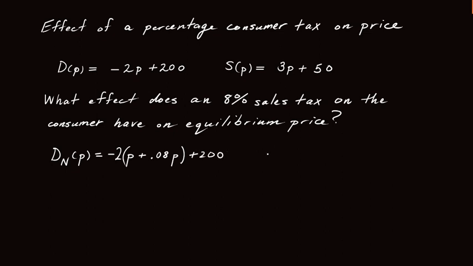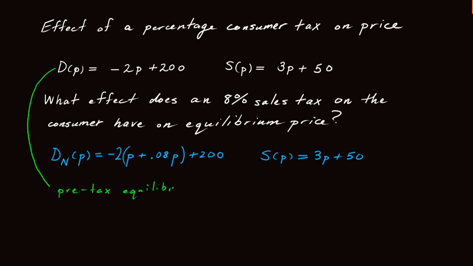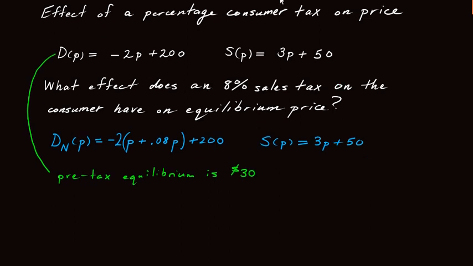The supply equation doesn't change. Supply equation is the same. The supplier is not affected, or at least not directly affected, by a tax on the consumer. So what happens to the equilibrium price in this case? Well, one can check that the pre-tax equilibrium is $30. You do this by setting the demand equation equal to the supply equation and solving for the price.